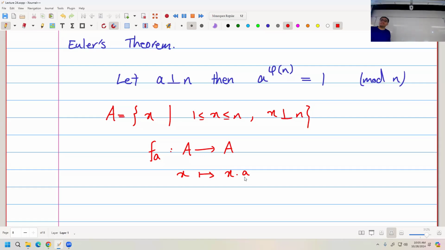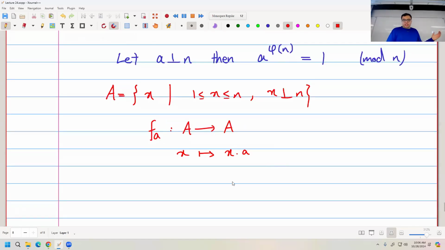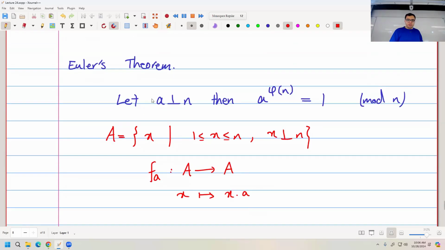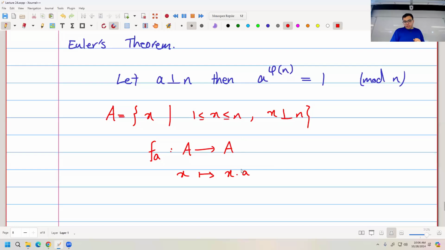Is this a permutation? Is it a one-to-one correspondence, a permutation? Yes. And the reason is exactly the same as in our proof for Fermat's little theorem. So it's one-to-one because if x times a is equal to y times a, you can cancel the a from both sides. Because all you needed for being able to cancel a is that a is relatively prime to n. And also for any number that I give you here, you can just multiply it by the inverse of a, and you get a number here that will map to it.